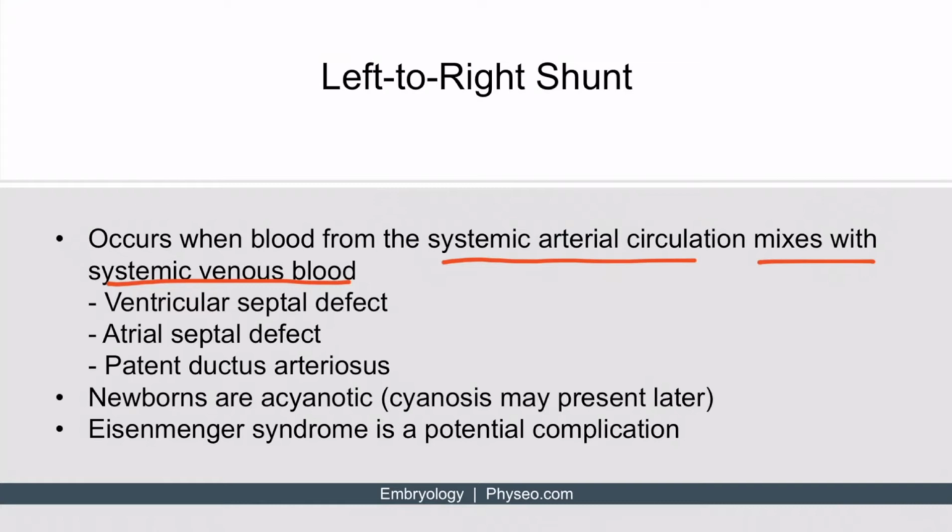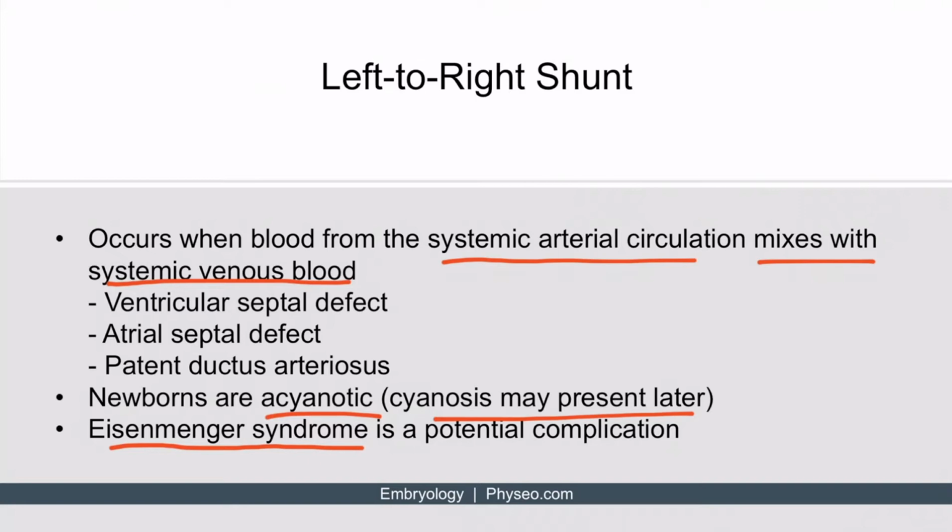A key distinction between left to right shunts and right to left shunts is that newborns are acyanotic, but cyanosis can present many years later. This is because a left to right shunt results in oxygenated blood going back to the deoxygenated side of the heart. Therefore, deoxygenated blood is not entering the systemic circulation, at least not initially. Over time, however, left to right shunts may reverse, and this process of shunt reversal is known as Eisenmenger syndrome and is a potential complication of left to right shunts.